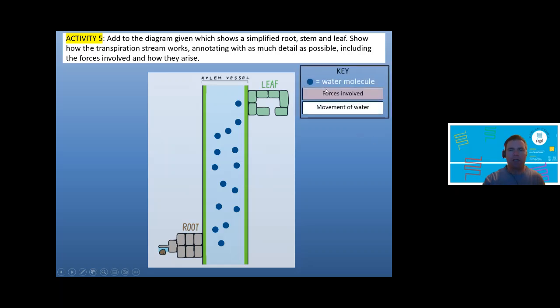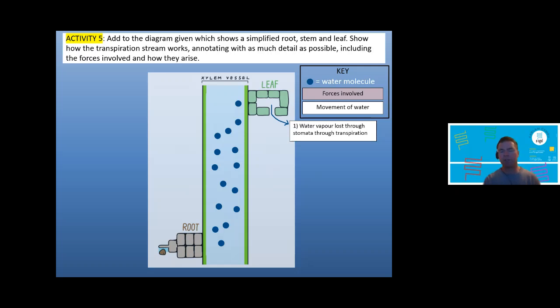So here's the key. I've got a water molecule that will travel up through the xylem. And then I'm going to show some forces involved here, and I'm going to show the movement of water too. So first thing is that we know that transpiration is by definition the loss of water vapor through the stomata, from the leaves through the stomata. And this loss of water vapor is a result of evaporation. So we'll come on to this a little bit more, but the reason behind stomata being present is so that gas exchange can take place, for carbon dioxide to come into the leaf for photosynthesis, and the oxygen that's produced in photosynthesis to leave the leaf.